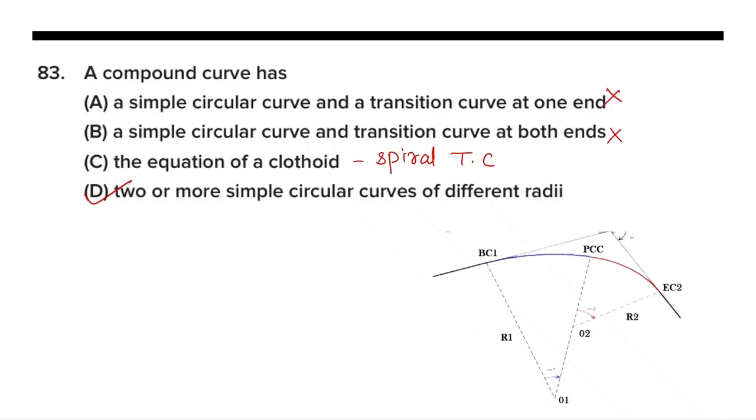This is the image of a compound curve. You can see that a compound curve is formed by connecting two or more simple circular curves that have different radii, and they share a common tangent. It is typically used when we have some space constraint, or we need to transition smoothly between a straight section and a curved section, or when a single radius curve doesn't provide the desired alignment. In these kinds of situations we use a compound curve. Clear?